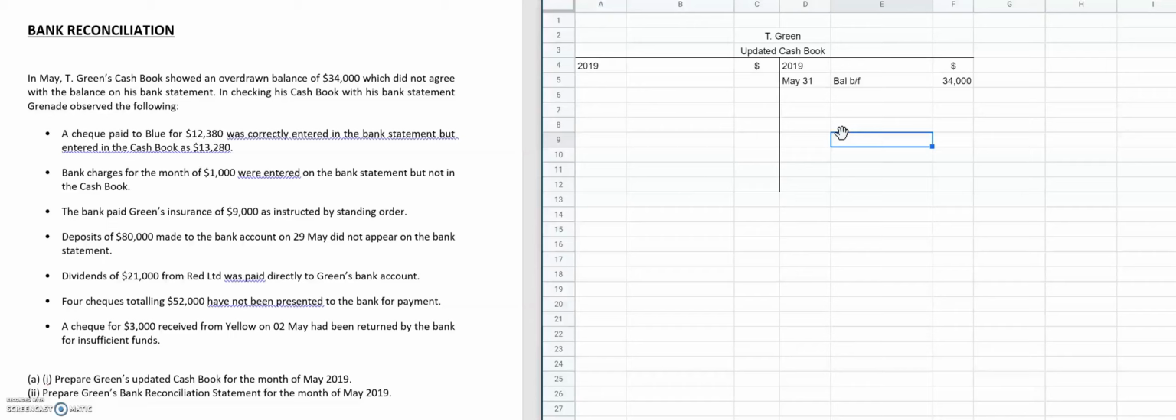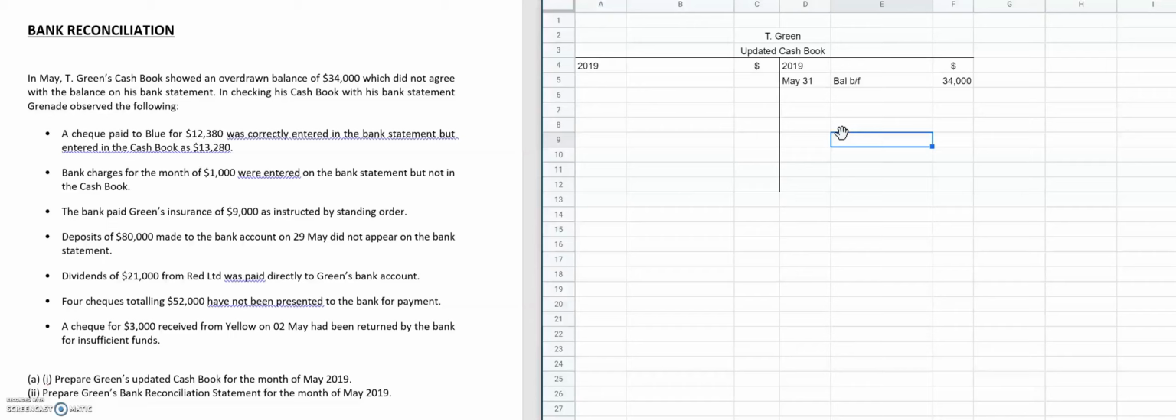Now, the first transaction, a check paid to Blue for $12,380, was correctly entered in the bank statement, but entered in the cash book as $13,280. So we paid a check to Blue, right? So this would have been recorded on our credit side because it's a payment in our cash book. Now we made an error, right? And we basically overstated the amount that we paid to Blue.